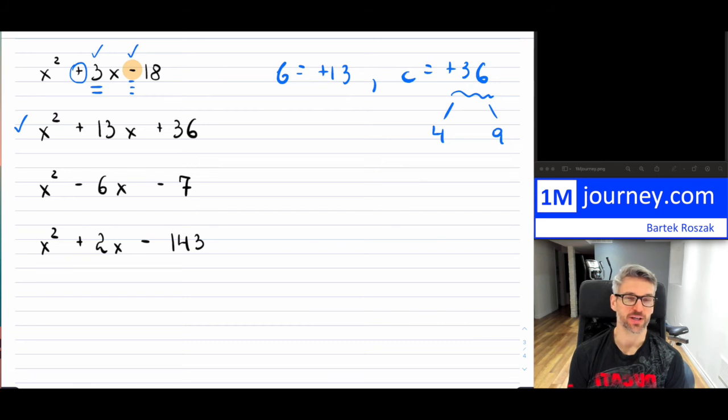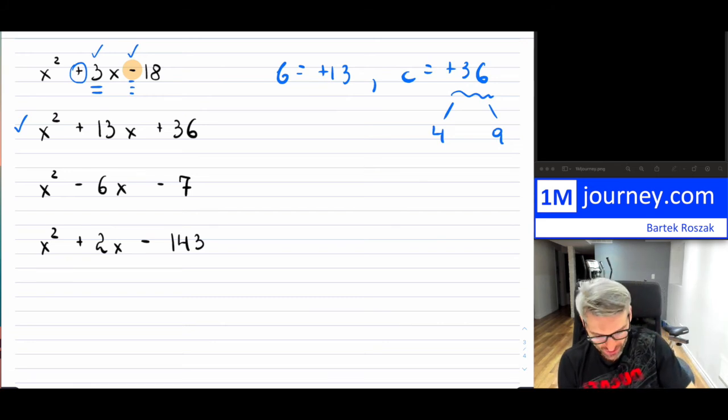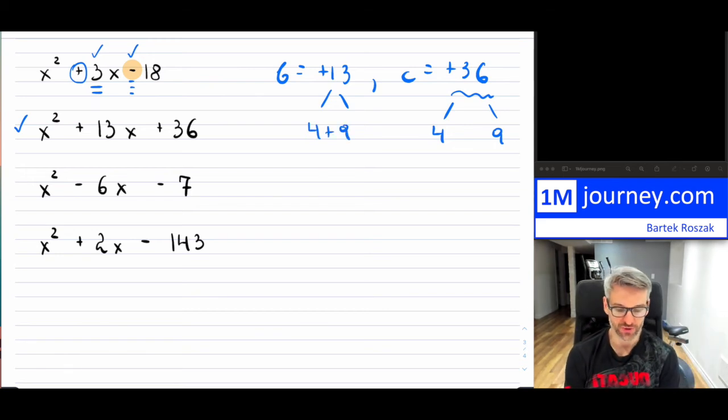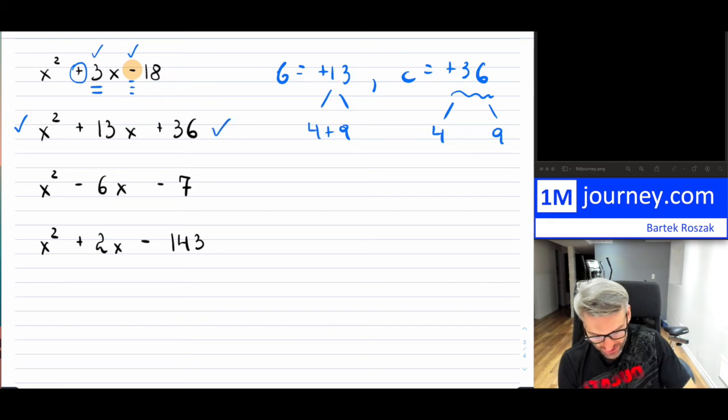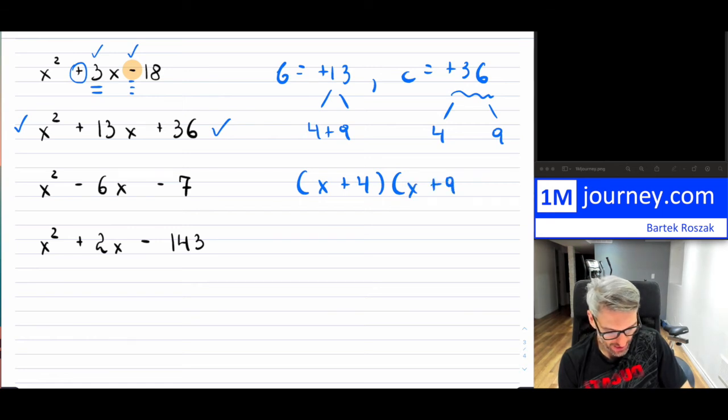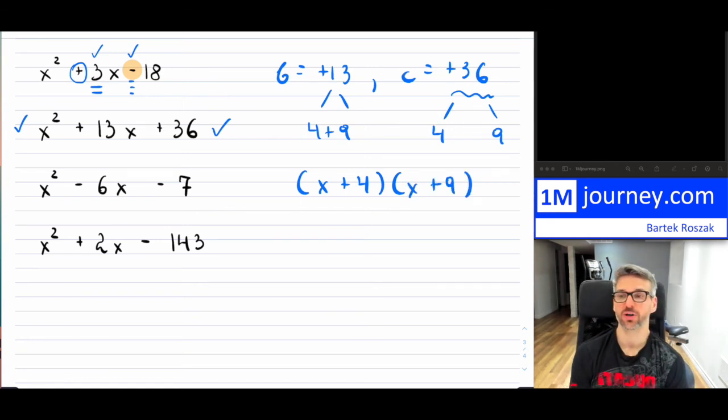And now notice, if I add them together, the 4 plus the 9, it's going to give me 13. And therefore, that would have been the factored form. I would have had x plus 4, x plus 9 as the factored form of that quadratic. And I have found my two numbers to be able to do that.